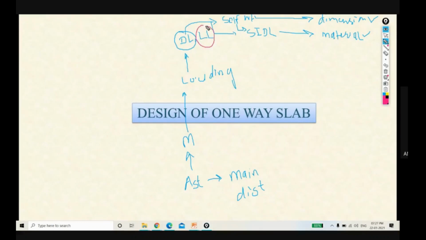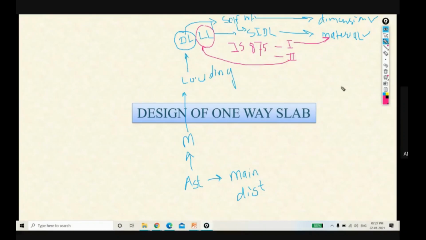Then for live load, we have one IS code, that is IS 875. Basically three parts are there: IS 875 part 1, part 2, part 3. Part 1 for dead load, part 2 for live load, and part 3 for wind load. But from the slab point of view, we will focus only on two: the dead load, and second one is the live load. Dead load means self-weight, and second part we will consider for the live load.